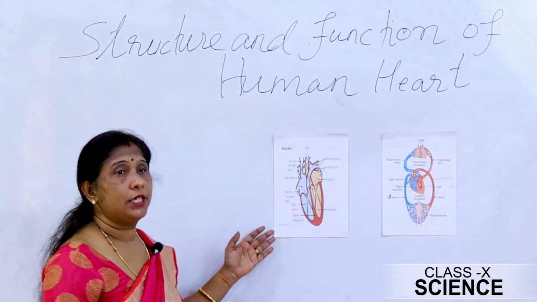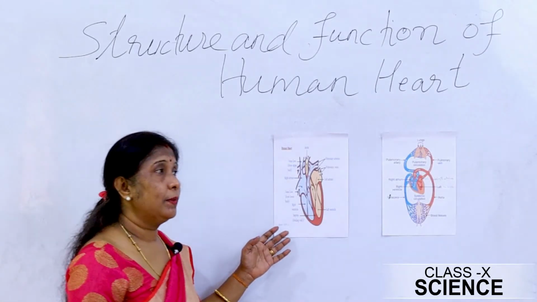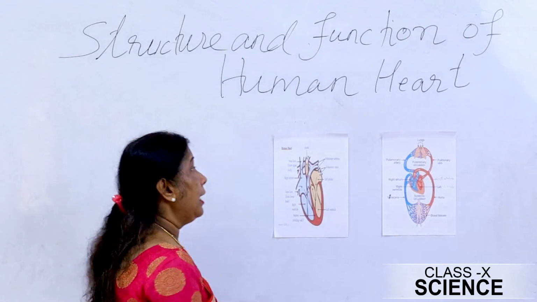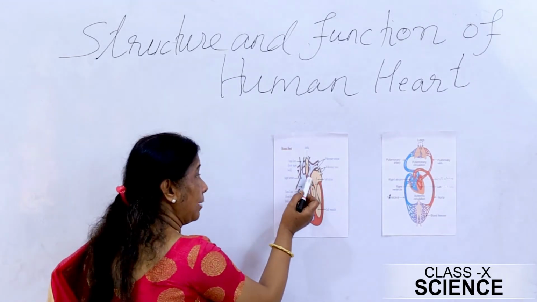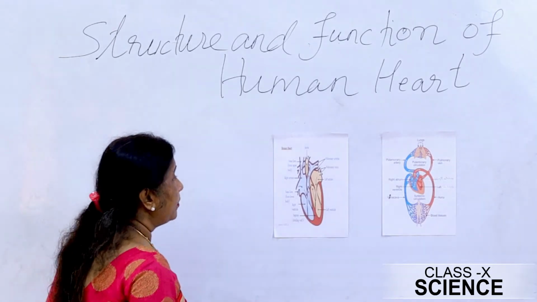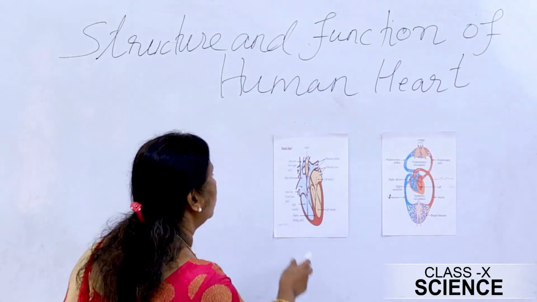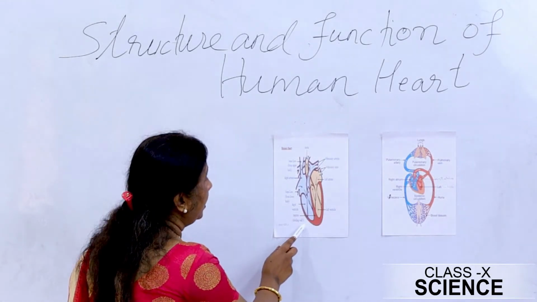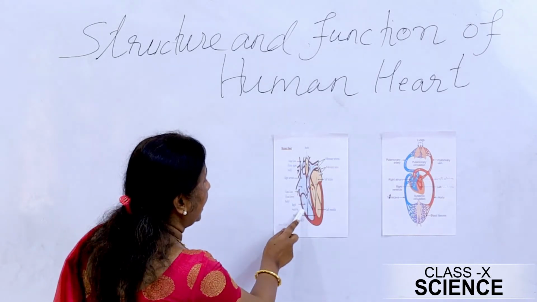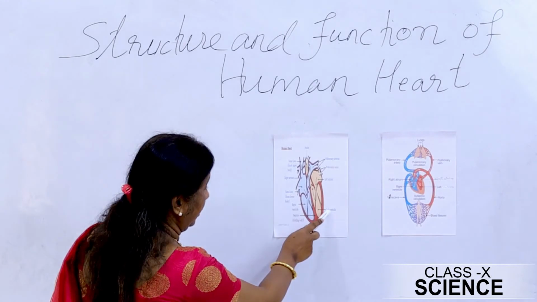Now let us come to the structure of the human heart. The human heart is a four-chambered, muscular structure. It consists of two upper chambers and two lower chambers. The upper chambers are called the auricles and the lower chambers are called the ventricles: the right auricle, the left auricle, then the right ventricle and the left ventricle.